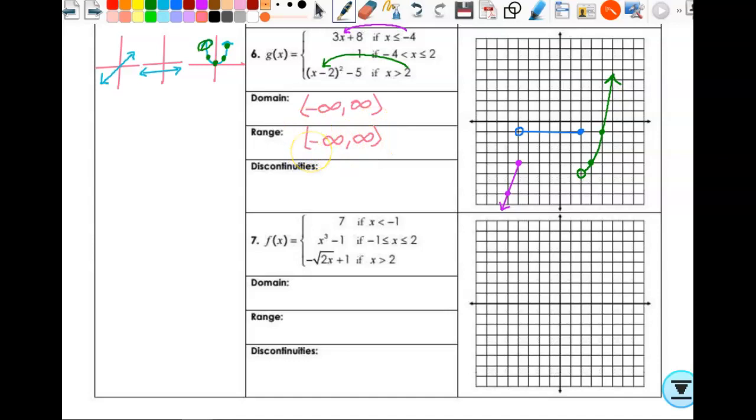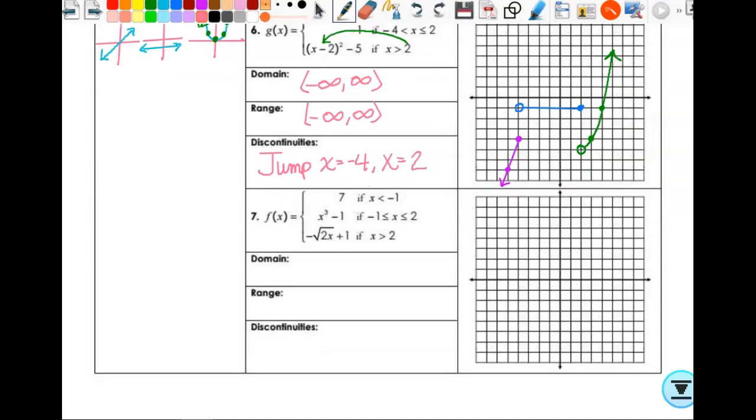How many discontinuities do I have? 2, and they're both jump, right? So I have jump at x equals negative 4 and x equals 2. And that's, again, see, this is where things change. It doesn't guarantee that you'll have discontinuity, but if you do, that's where it would be. Okay. Any questions at all?